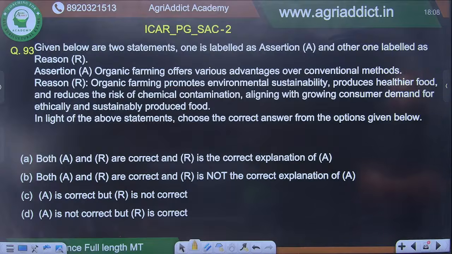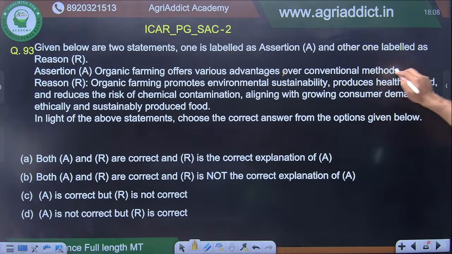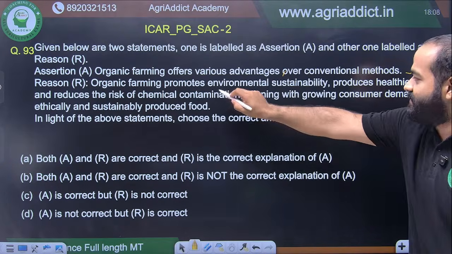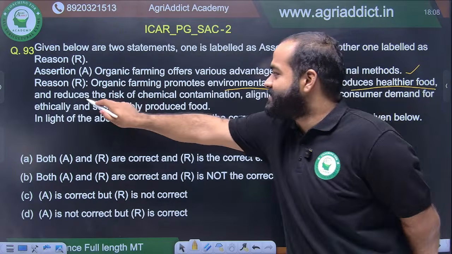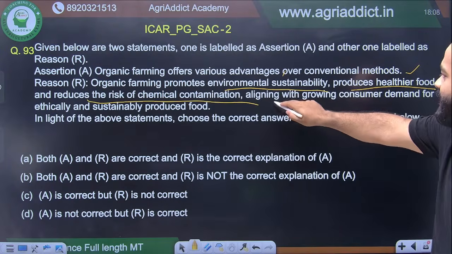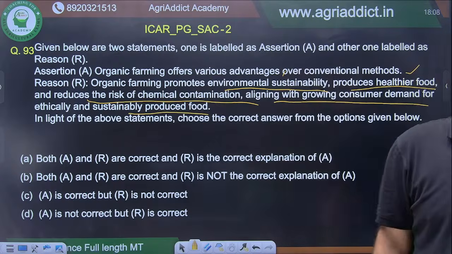Moving on. Organic farming offers various advantages over conventional methods. Organic farming promotes environmental sustainability, produces healthier food, and reduces the risk of chemical contamination, aligning with growing consumer demand for ethically and sustainably produced food.